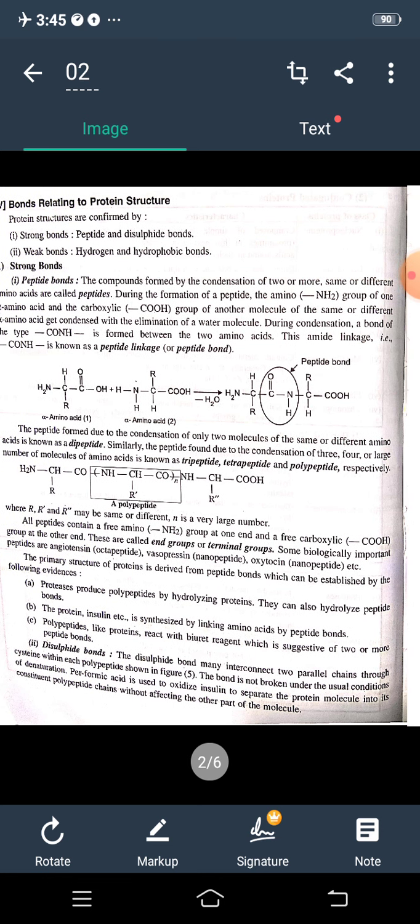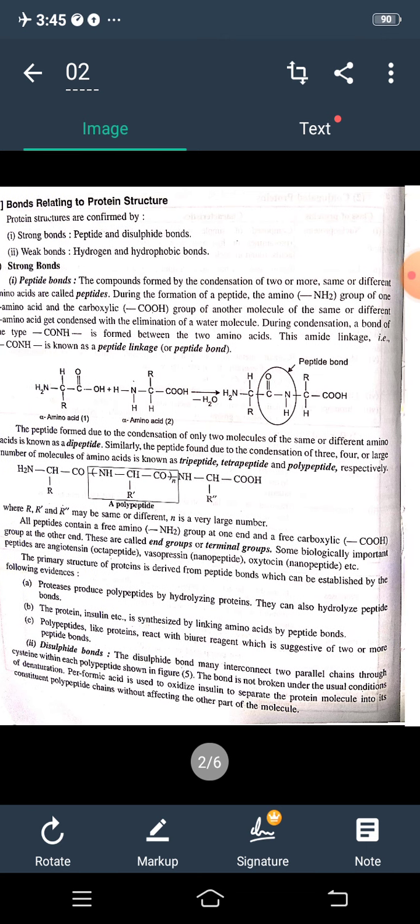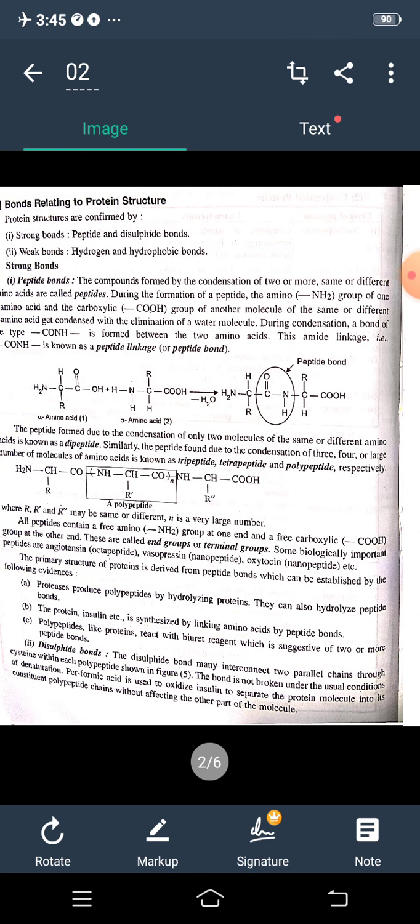The primary structure of protein is derived from the peptide bonds, which can be established by the following evidences. Proteases produce polypeptides by hydrolyzing proteins. They can also hydrolyze peptide bonds. Proteins such as insulin are synthesized by linking amino acids by peptide bonds. Polypeptide-linked proteins react with the biuret reagent, which is suggestive of two or more peptide bonds.